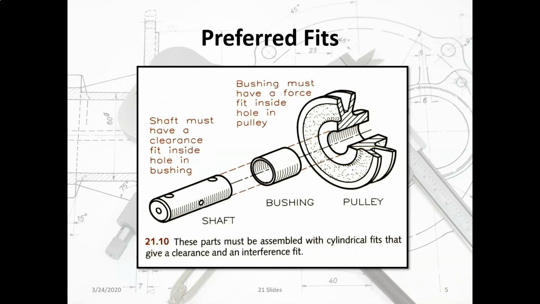Now, here's a little illustration of what we're talking about. In this case, you can see the bushing is going to be press fit into the pulley. So that would be an interference fit. And then the shaft is going to have a clearance fit, so it's going to be able to rotate easily within the bushing.